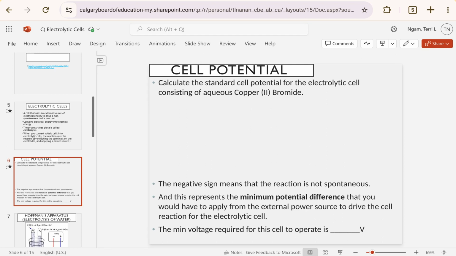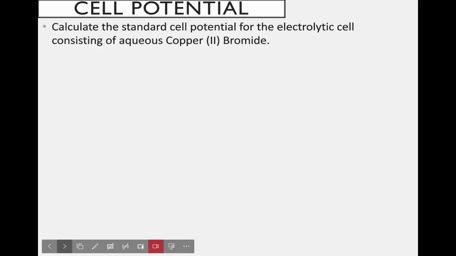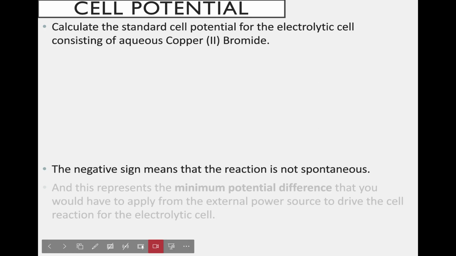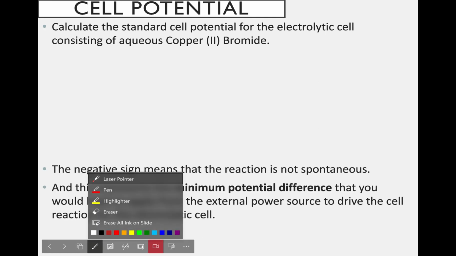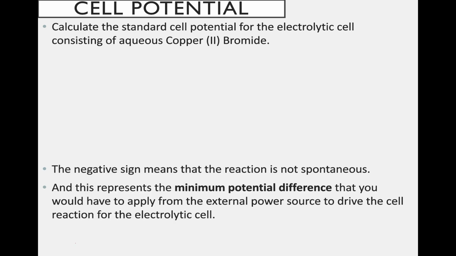So here we're taking a look at an example of calculating the cell potential of an electrolytic cell. With an electrolytic cell, the only difference is that instead of a voltaic cell, where we have the terminals connected for the negative going to the anode and the positive going to the cathode, we're just switching that and then adding in a power source. So let's just grab the pens ready.